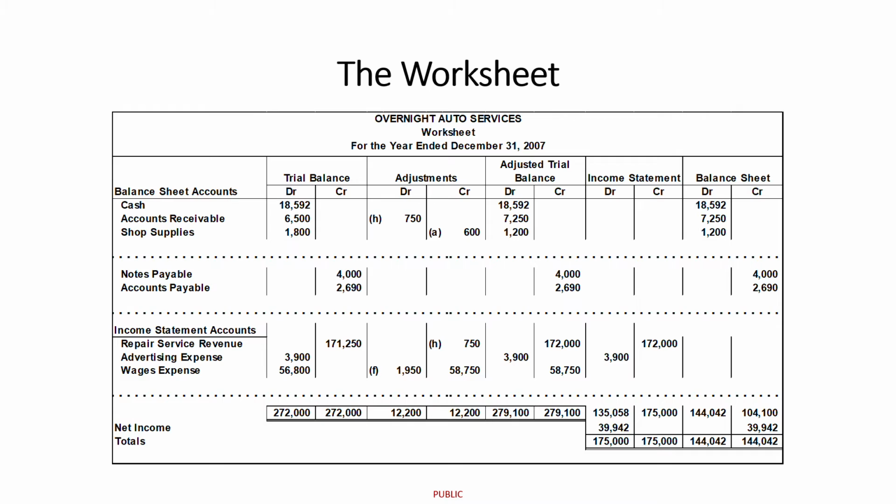Now this is an example of the worksheet. If you are planning to build your career in the accounts department, this is a very good example for you. Or if you are a student preparing for your exam, you should know how to prepare a worksheet. It is the Overnight Auto Services worksheet for the year ended December 31st, 2007. On the left hand side we have the accounts like balance sheet accounts, then we have a trial balance, then adjustment, adjusted trial balance, income statement and balance sheet. If you have all this information, then you can make your worksheet.